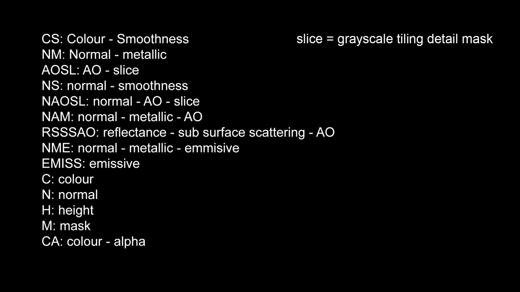So now comes the part of processing the textures. What you see on the screen right now is the suffixes the textures have in, for instance, Battlefront 2 and most Frostbite games, and these suffixes tell you the information that is stored in the textures. So, for instance, CS, as you can see on the top of the list, means color smoothness, which means that the first three channels, the red, green and blue channels of the texture, will contain the color information, and the alpha channel will contain the smoothness information in the texture.